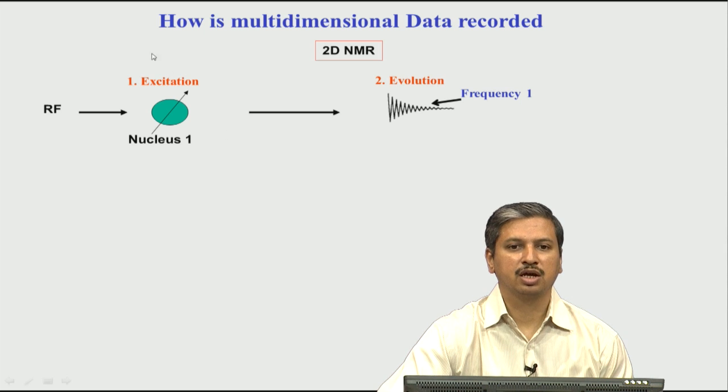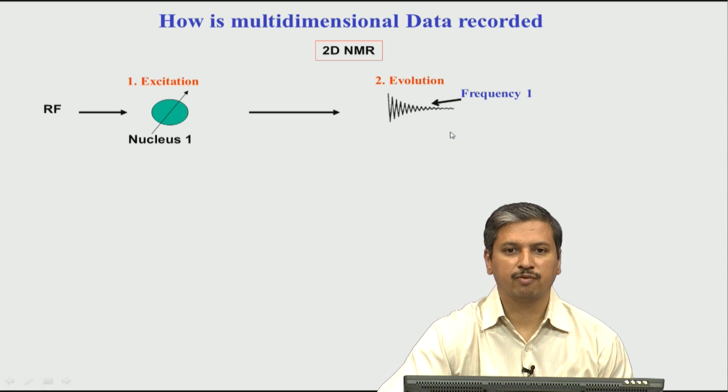Then what we do is, at the moment you excite a nucleus, then you leave the RF pulse, you remove this RF pulse, then the nucleus starts relaxing, and that is called FID. During that period, remember we said in 1D you generate an FID, you induce a signal in the coil and that generates an FID. But in 2D we do not do that.